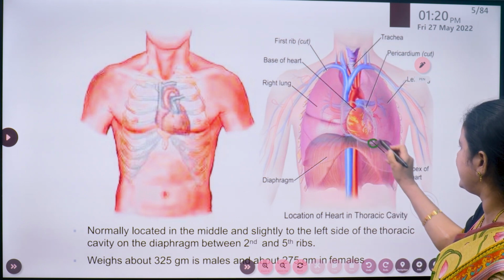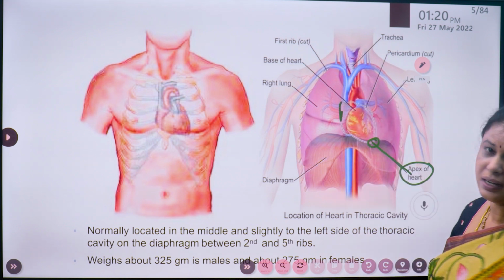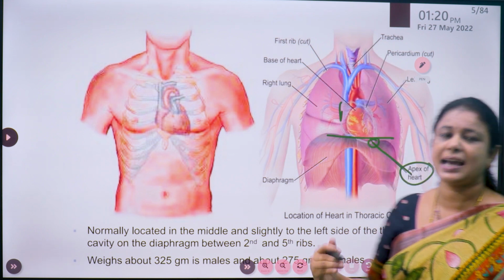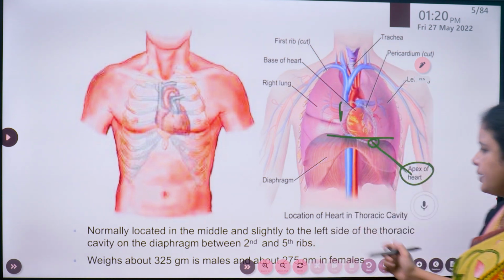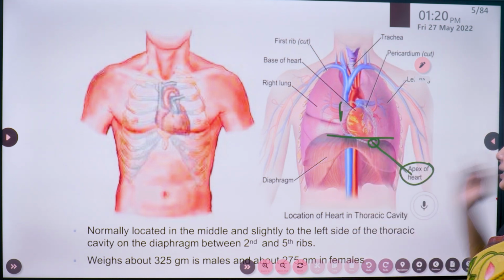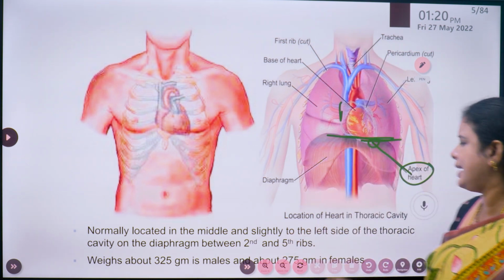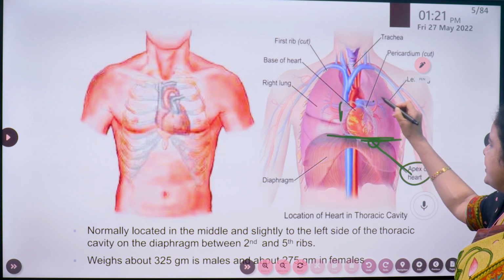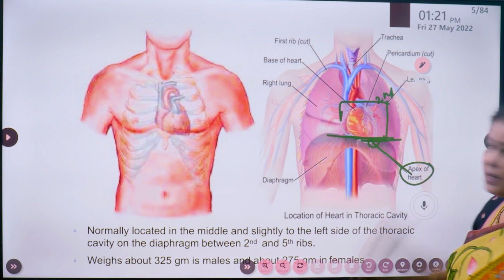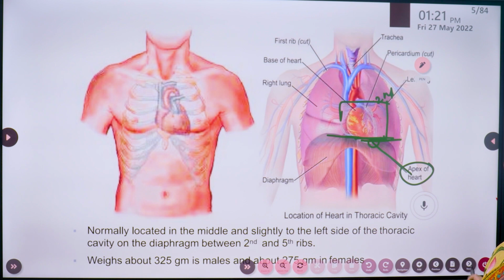This is the apex of the heart and this is the base of the heart. This is the diaphragm, which separates the thoracic cavity and the abdominal cavity. The heart is situated in the thoracic cavity, slightly to the left side, on the diaphragm. It is located between the second and fifth rib.